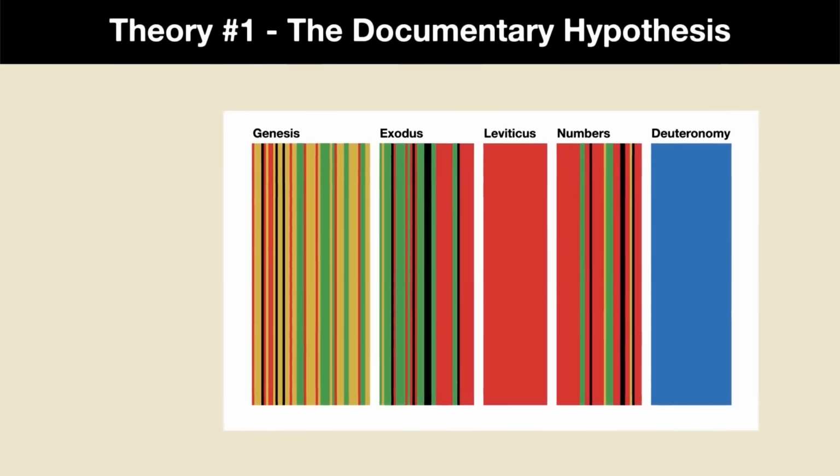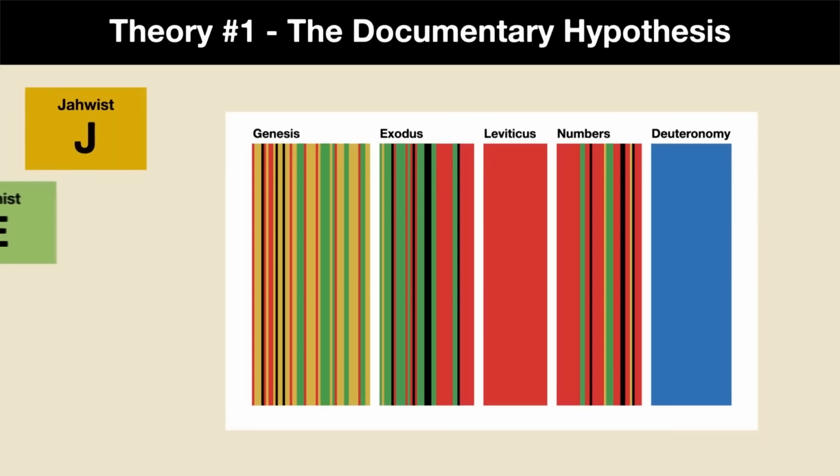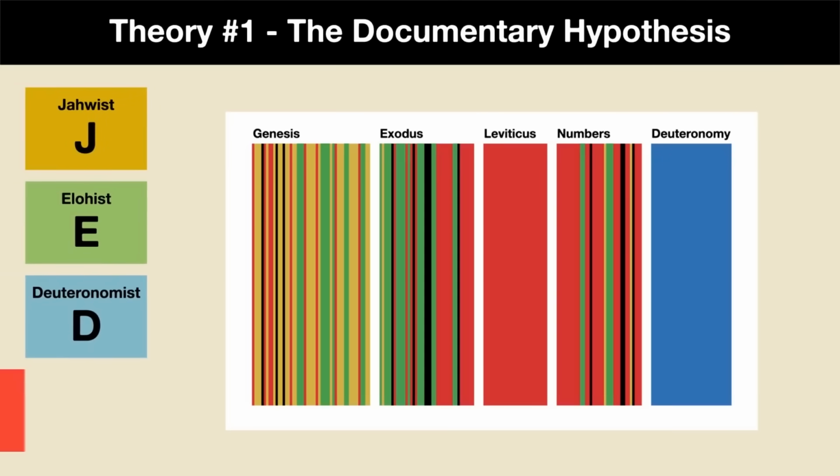The first theory is the one that you're most likely to have heard of if you're at all familiar with any of this. It's called the documentary hypothesis, and it's been around since the 1800s. Nowadays, there are many variations of it, but the basic idea is that the Torah was pieced together from 4 different original sources. These have been labeled the Yahwist, Elohist, Deuteronomist, and priestly sources, or more commonly, J, E, D, and P. Note that I'll be using these 4 letters extensively throughout the rest of the video.